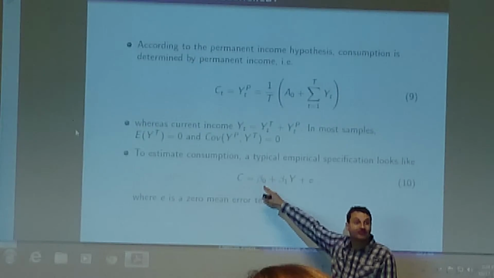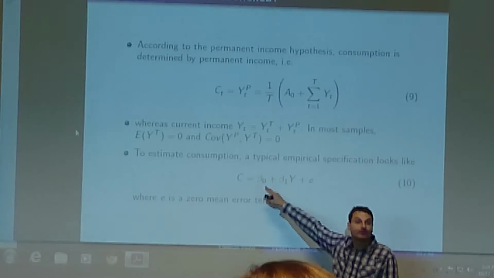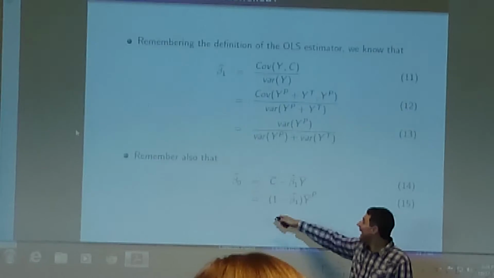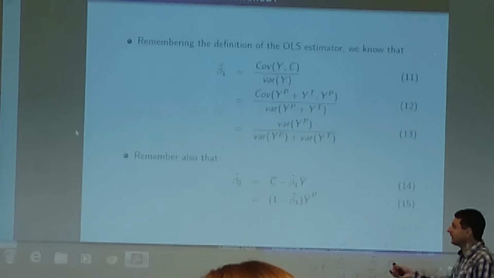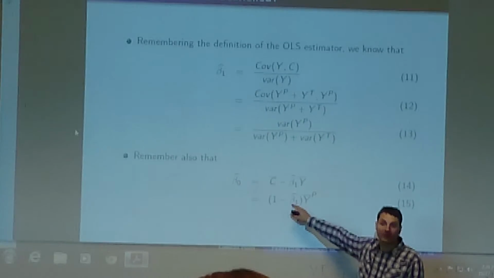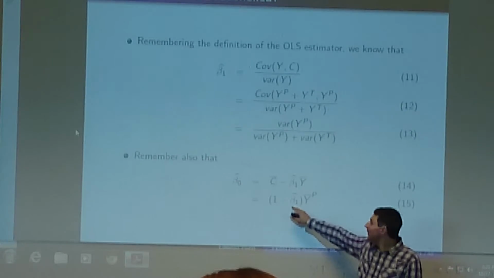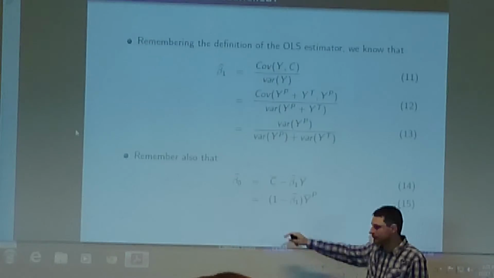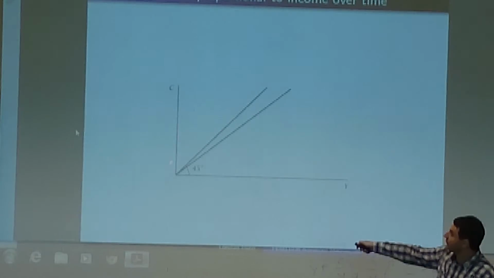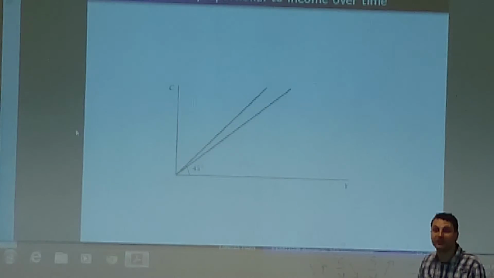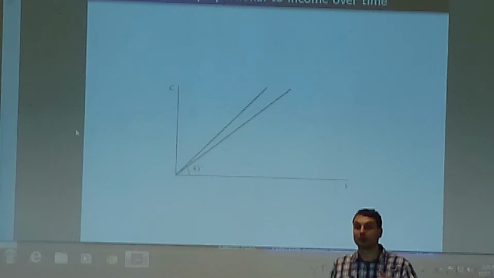Try to derive an estimate, the OLS estimate for the constant, beta 0 hat. Now what can you see here? Basically, when beta is equal to 1, income and consumption are proportional, and the constant will be 0. So you will get this situation where you have a consumption function that goes through the origin.